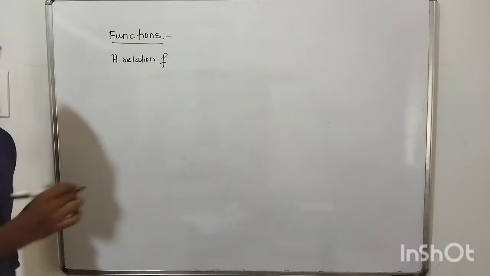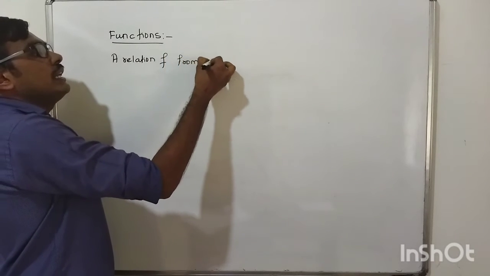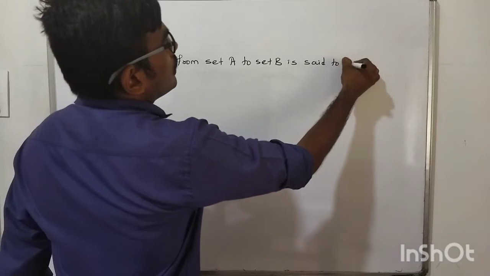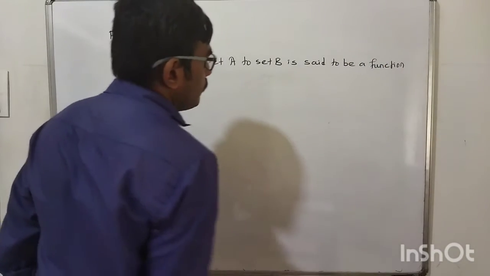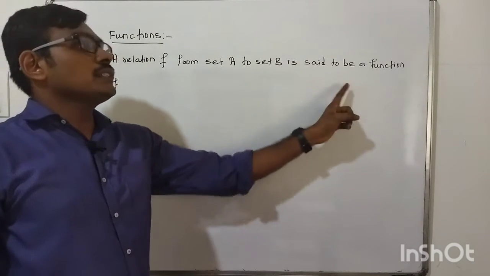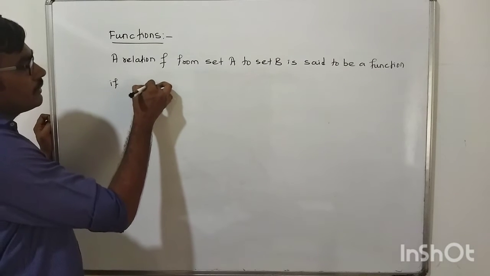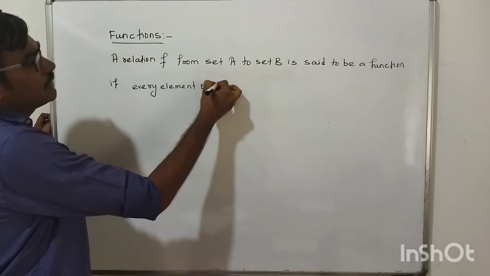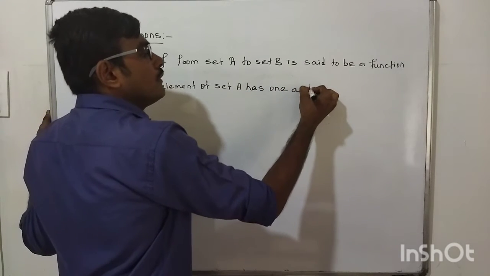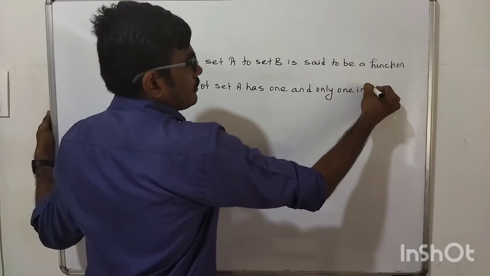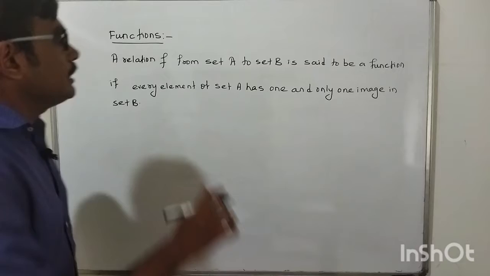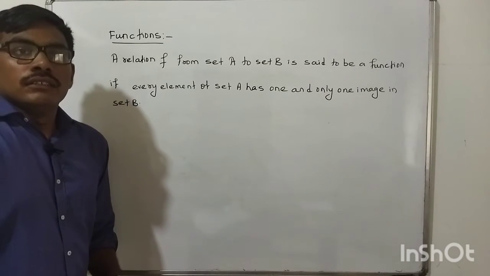A relation f, we can give any letter, from set A to set B is said to be a function if, there is some condition, if every element of set A, every element of the first set, has one and only one image in set B. So every element of the first set will have one and only one image in the second set. Just remember this. Then it is considered a function.